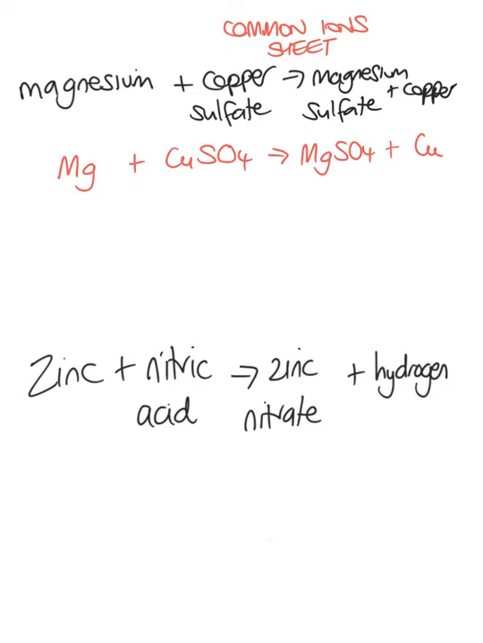We've got the same elements and the same number of atoms of those elements on either side of the equation. So that is your balanced symbol equation. We now want to turn that into an ionic equation. So I'll do this in a different colour.